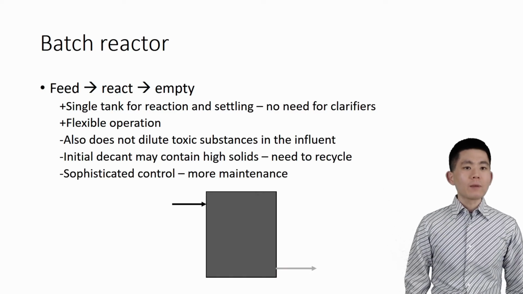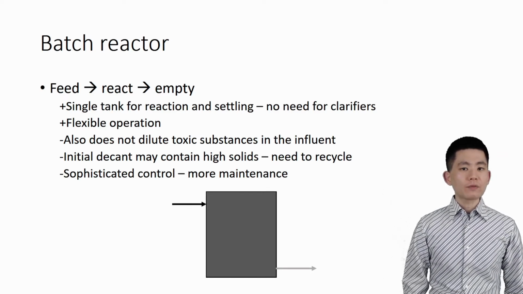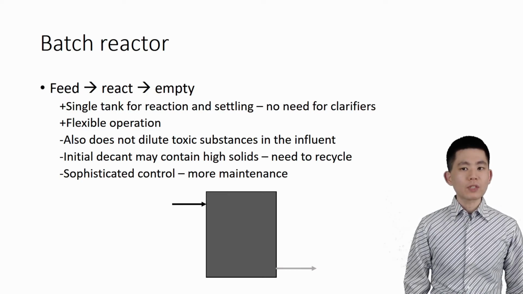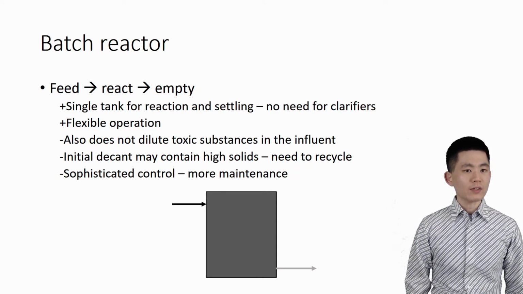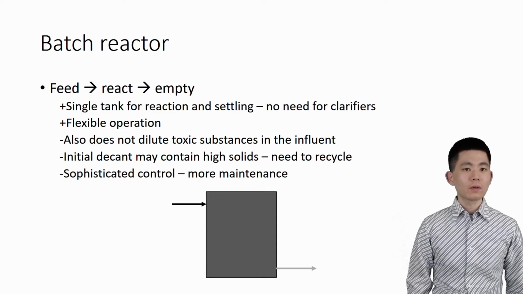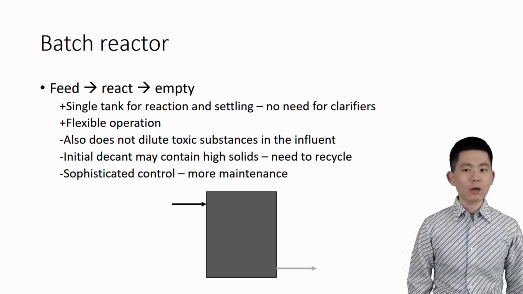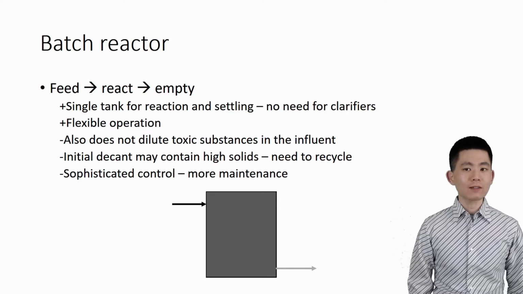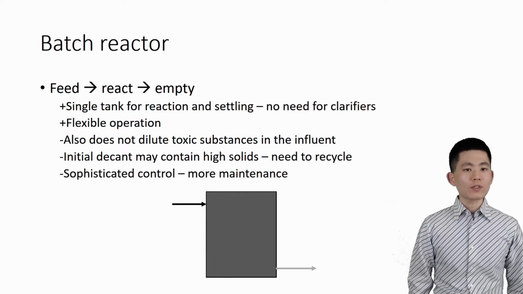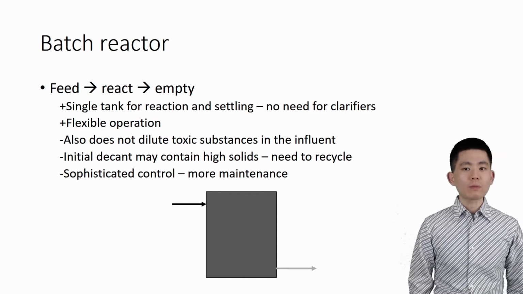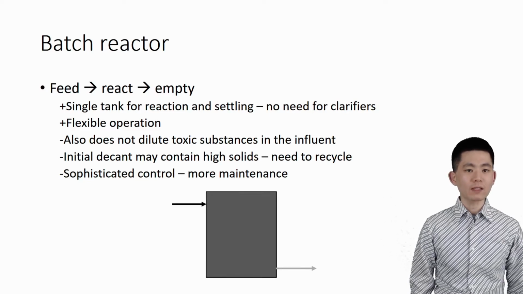Like PFR, batch reactors do not dilute the feed, therefore they are also susceptible to peak loadings of toxic compounds. Also, initial decant may contain solids that do not settle well and may need to be recycled back to the reactor. This can reduce the actual capacity of the reactor. A more flexible and sophisticated control system also means higher operational cost associated with higher maintenance demand.